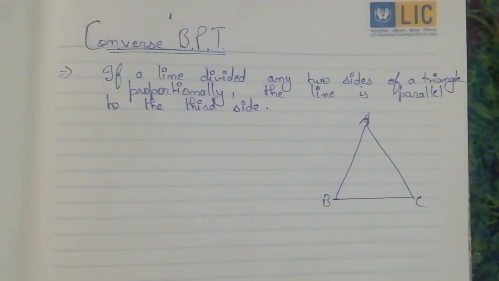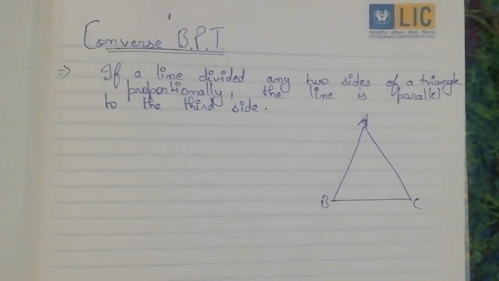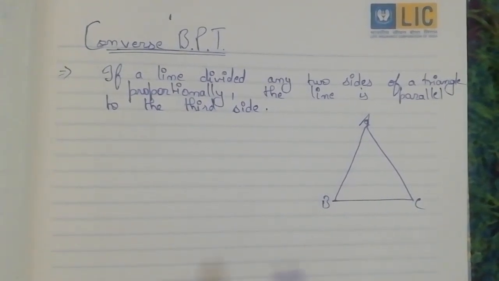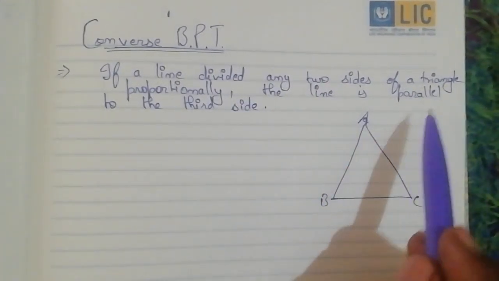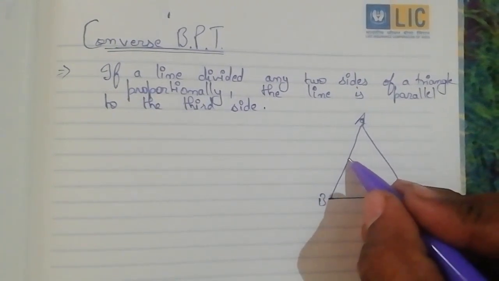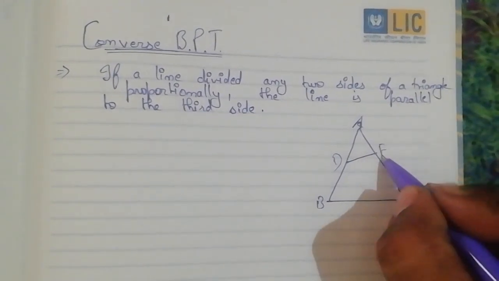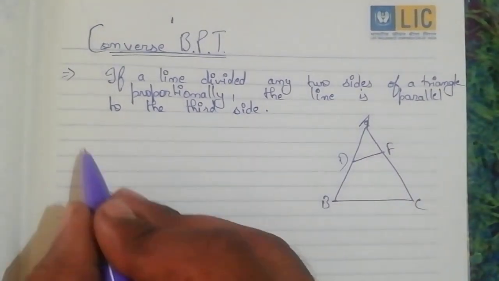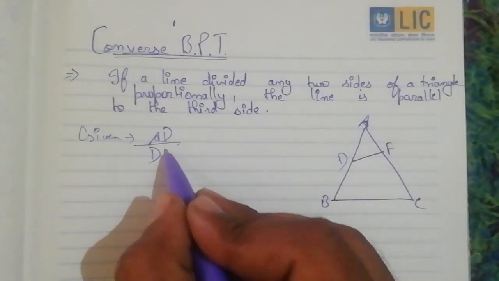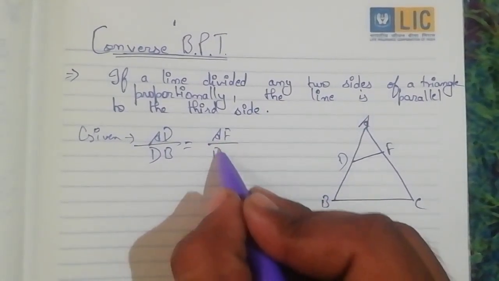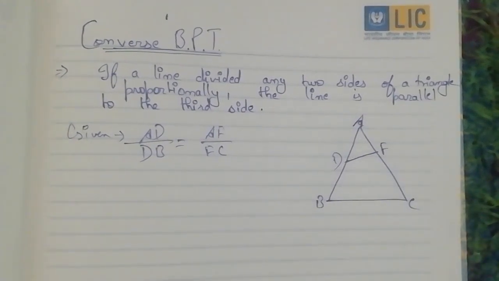Okay, so now we will prove the converse of BPT. First of all, look at the statement here. If a line divides any two sides of a triangle proportionally, like this is point D and this is point F. What is given here? Given is AD upon DB is equal to AF upon FC. This is given. We don't know whether DF is parallel to BC or not.